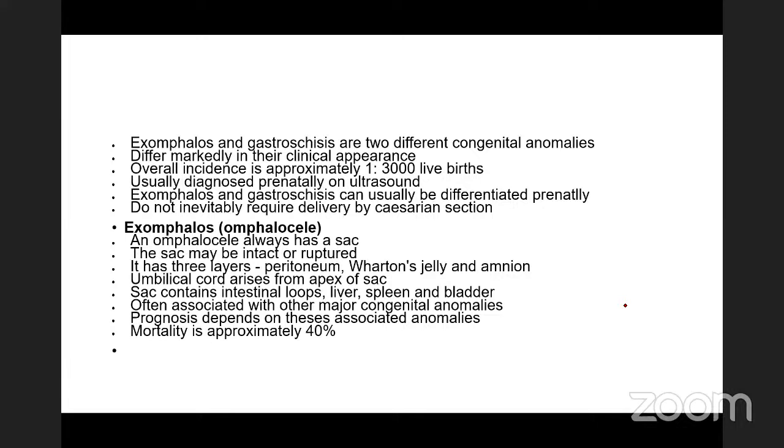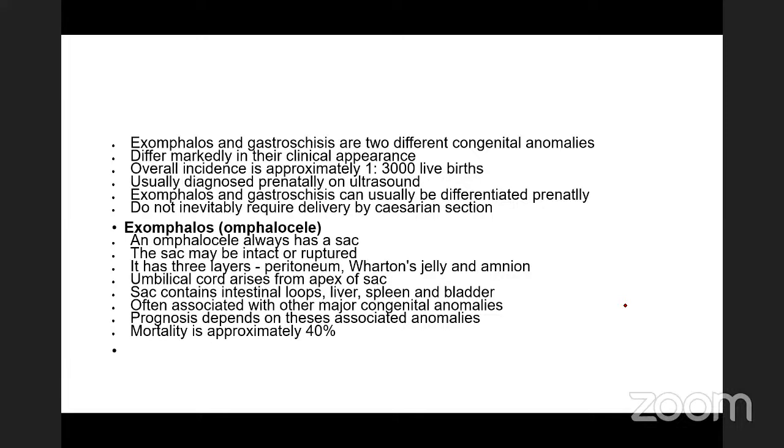Now, this depends on the type of the sac. It could be major or minor. We won't go into that. The sac contains intestinal loops, liver, spleen, bladder. It may contain all these things, or it may contain only intestine.